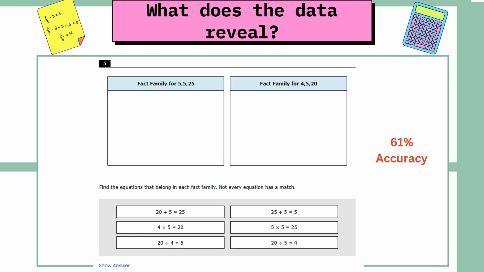As you can see below, this question did not receive high accuracy. Only 61% of students were able to get this question correct. When looking at the data and drilling down and looking more specific at students' individual responses, what we noticed was that the students who did not get it correct used all of the number of sentences and placed them in the boxes even when they didn't fit.